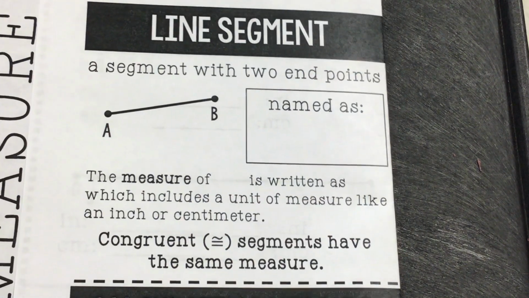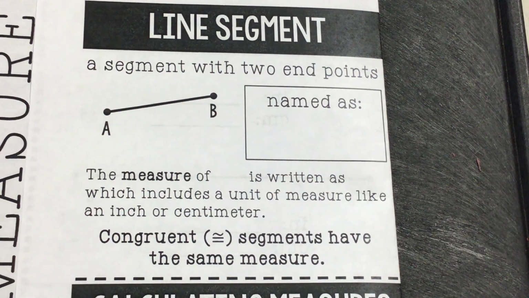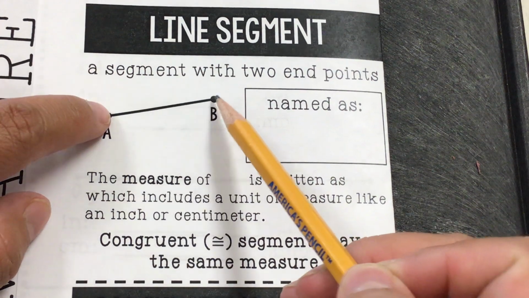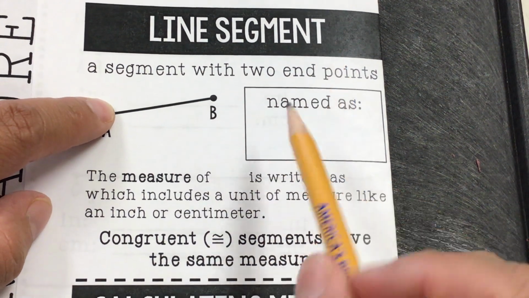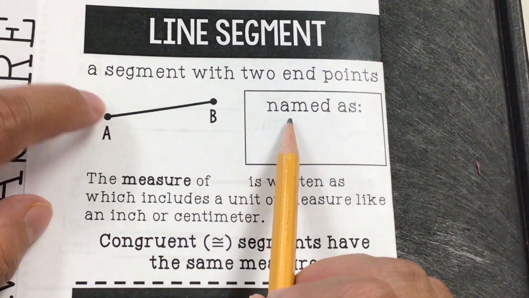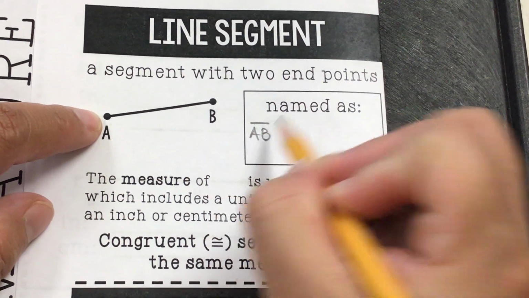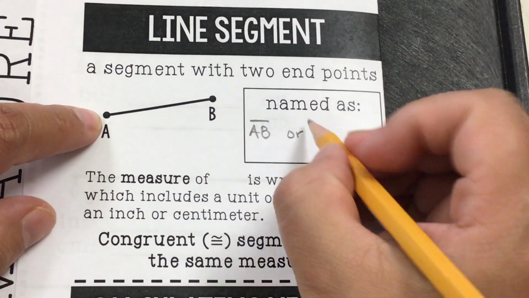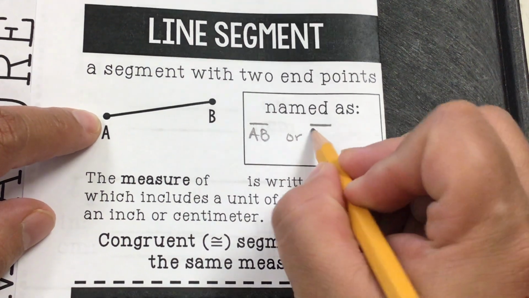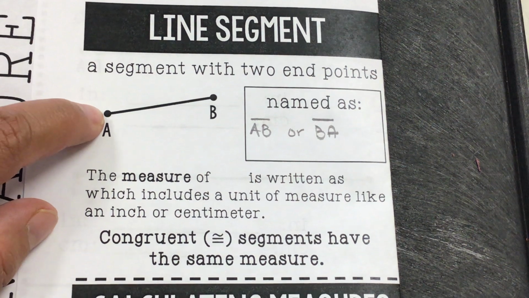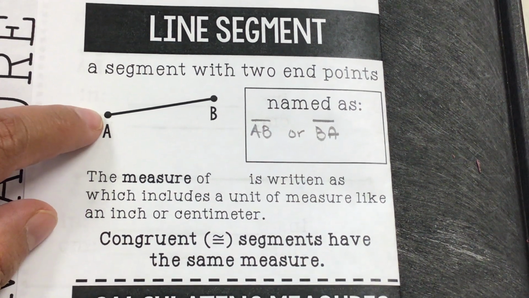We have talked a little bit about line segments. A segment with two endpoints is considered a line segment, so these two endpoints. We also talked about how to name it. It is named segment AB, or we could call it segment BA. So the order doesn't really change which segment we're talking about.